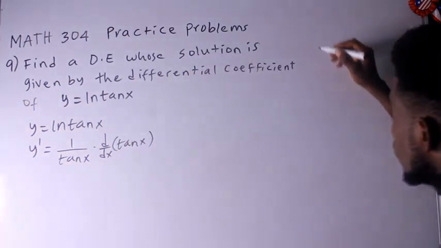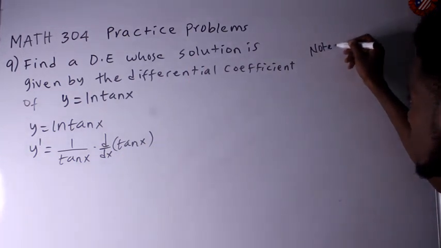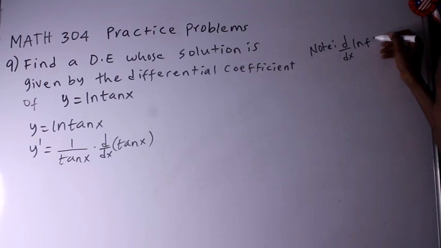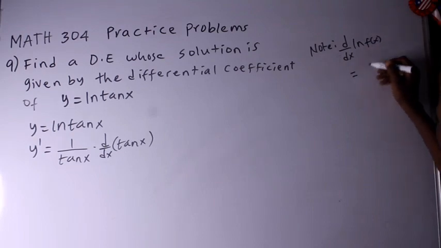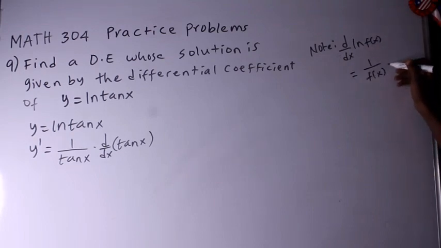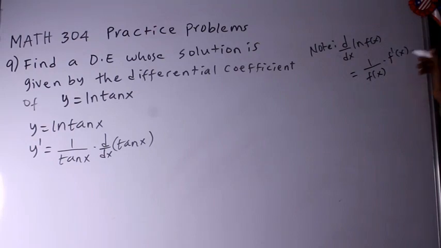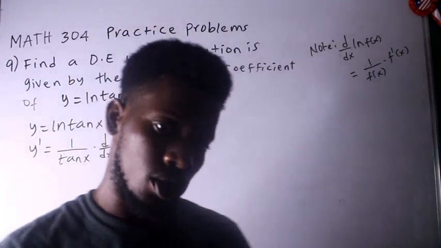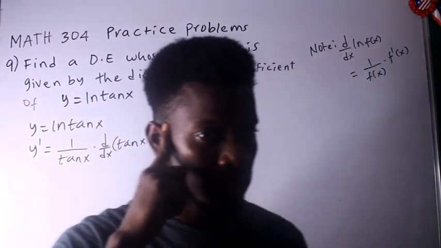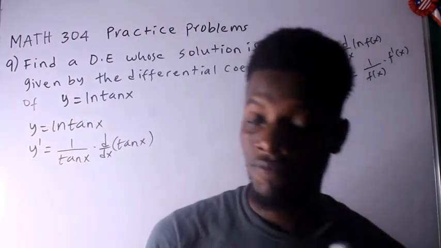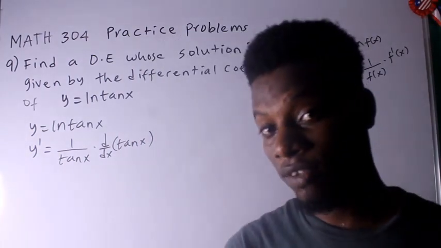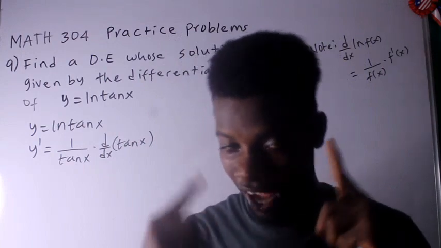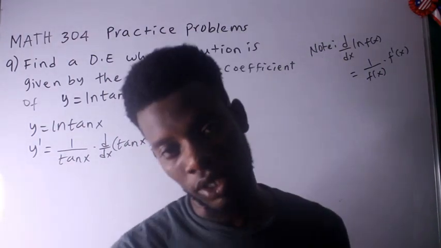So we should just put a note right here: note, the derivative with respect to x of the ln of any function is equal to 1 over that function times the derivative of that function. Simple as it is. For those of you who have done your calculus 2, you know what we're talking about. And for the fact that you are doing this course or you are watching this video, it means that you have some prior knowledge on what we are discussing.